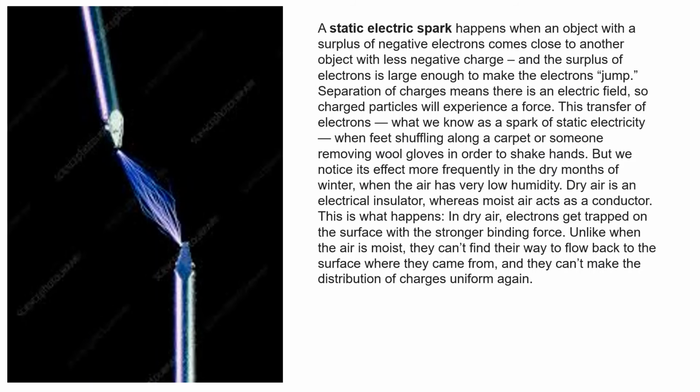But it happens more frequently when there's low humidity, because dry air is an electrical insulator, whereas moist air will conduct electricity more easily. So in dry air, the electrons get trapped on the surface with the stronger binding force. When air is moist, the electrons are able to flow between the water molecules. Unlike when the air is moist, they can't find their way to flow back to the surface where they came from, and they can't make the distribution of charges uniform again.